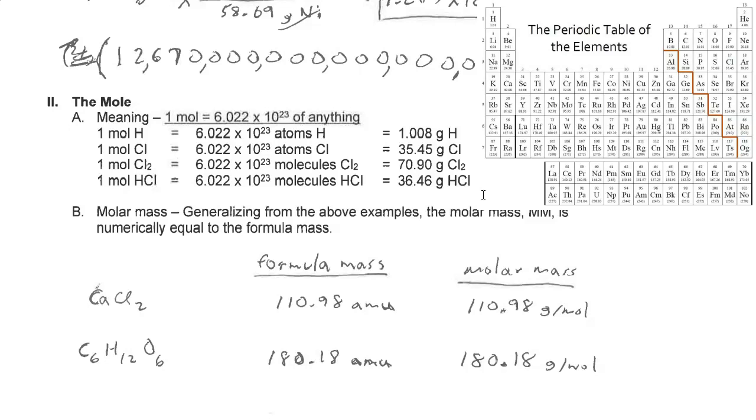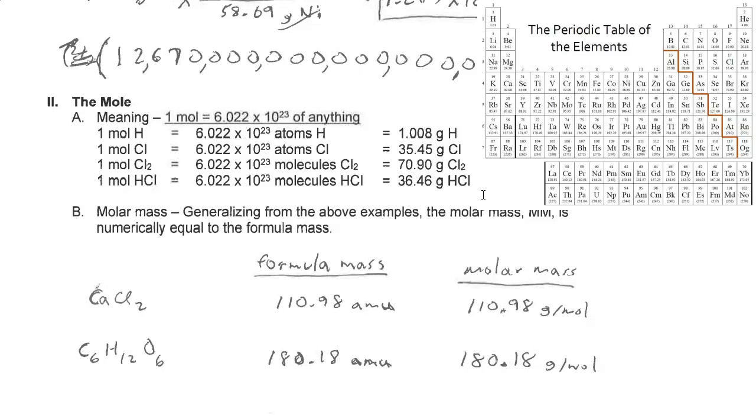Where did I get the 70.90 grams? Well, in 1 molecule of Cl2, there are 2 chlorine atoms. How much does each chlorine weigh? Well, it weighs 35.45. See? So 35.45 times 2, 70.90 grams. I found the formula mass. See, if you don't know how to do formula mass, you can't do this. Got to be able to do that before you can do this. Everything builds in this chapter.